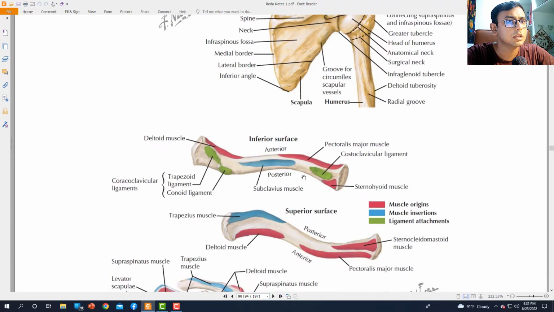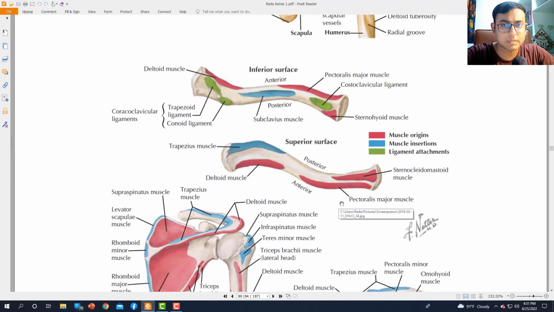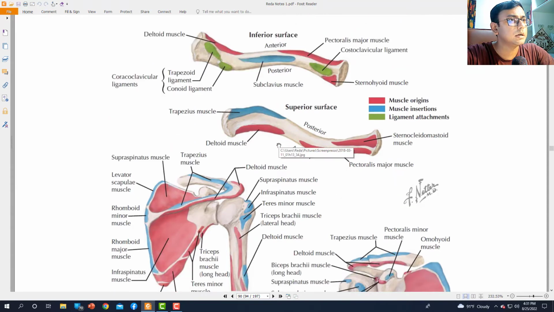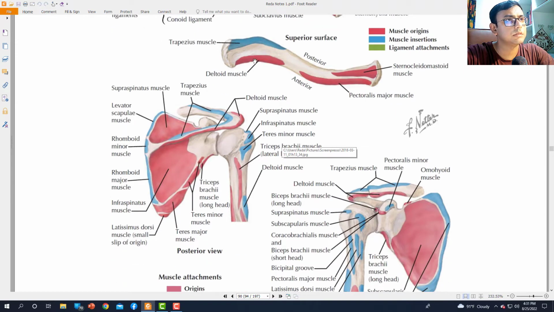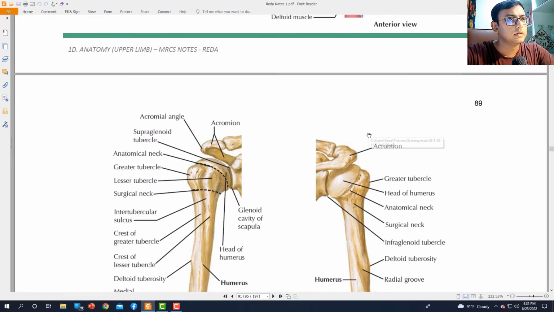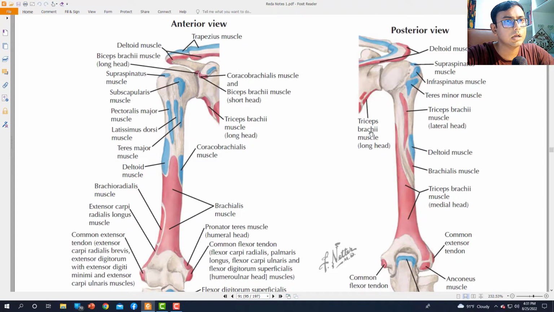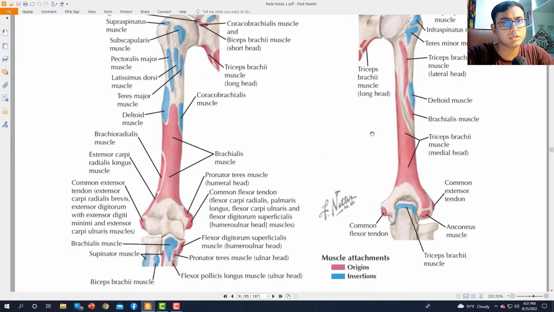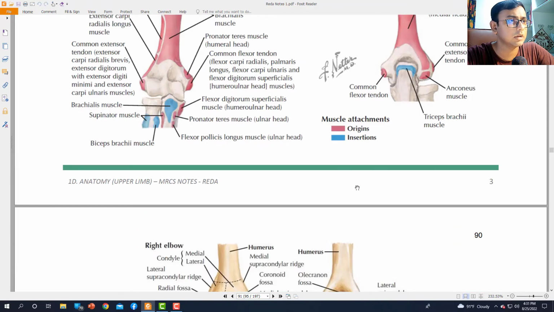fossa, infraspinous fossa. So here the muscle attachment, the second thing, that is bones along with muscle. Then the important matters along with the attachment of the muscles, that is trapezius, deltoid, pectoralis major, minor, so these kinds of things. So I hope you will go through these pictures. If you want to see very good quality pictures, then you have to go through Netter's anatomy.